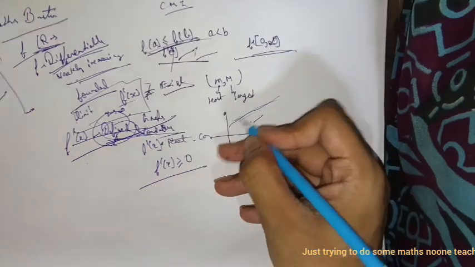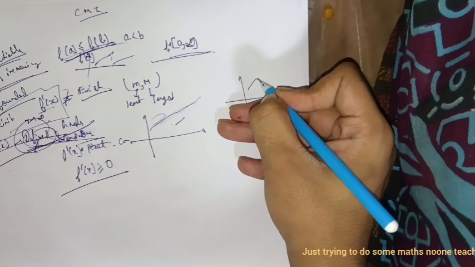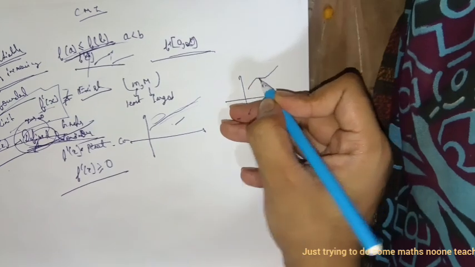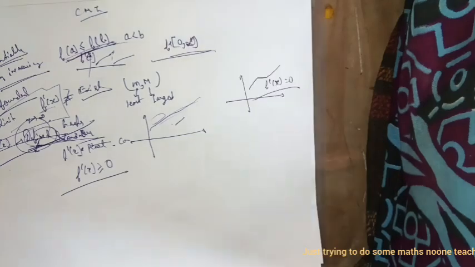If at some point, let's do it on the graph, if it gets constant at something and then increases, then at this point f dash x is equal to 0.